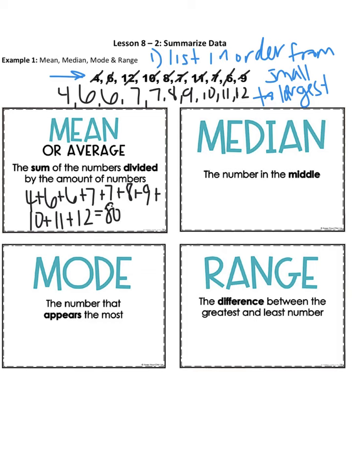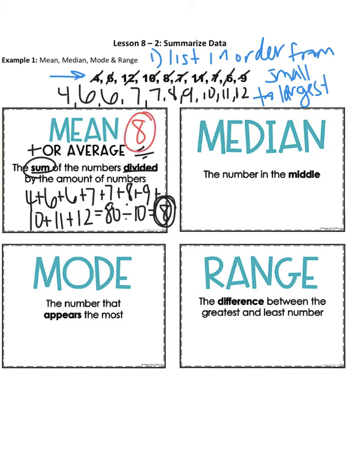Remember, sum means that we are adding our numbers together, and then we are dividing by the amount of numbers we have in our list. If we count up our numbers, we have 1, 2, 3, 4, 5, 6, 7, 8, 9, 10, so we have 10 total numbers. We divide 80 by 10, and that gets us an answer of 8. So in our example, our mean, or our average, is 8.